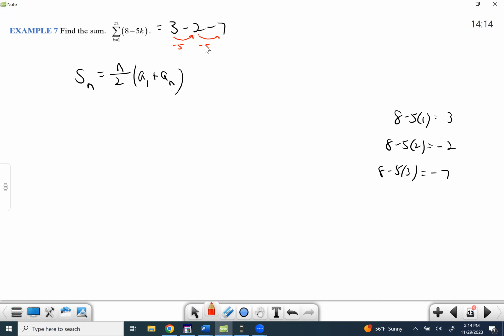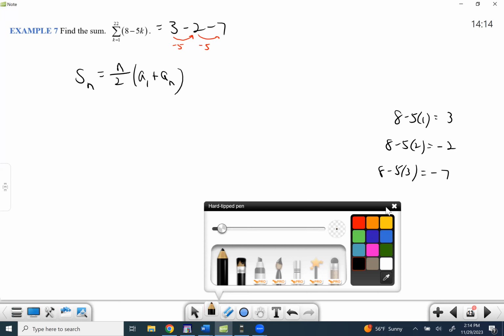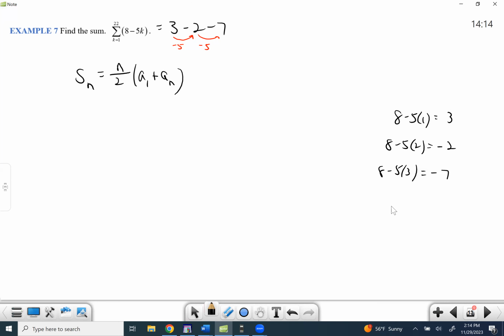All right, so what we're missing though is we are missing the last term. We know the first one, right? And so basically, let's go ahead and fill in the formula as much as we can. We're trying to sum up the first 22 numbers. We can see that from our lower and upper index, okay? So we're trying to find the sum of the first 22 numbers, okay? So n is going to be 22.